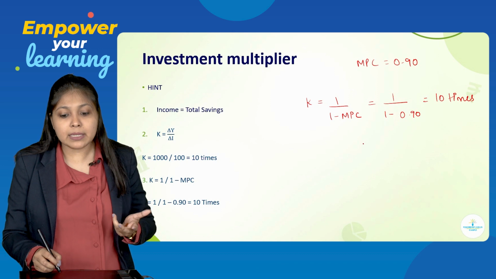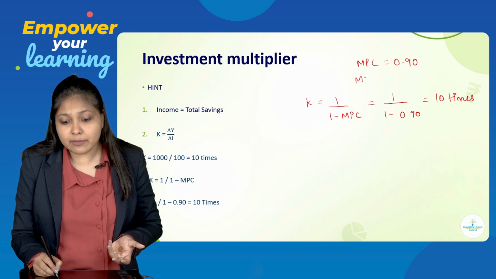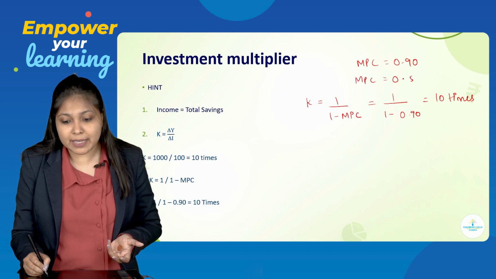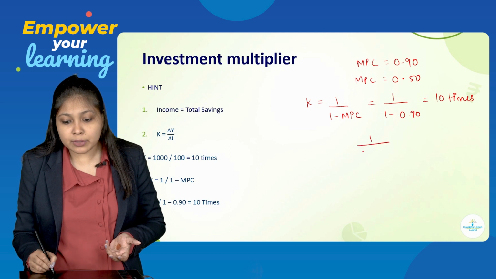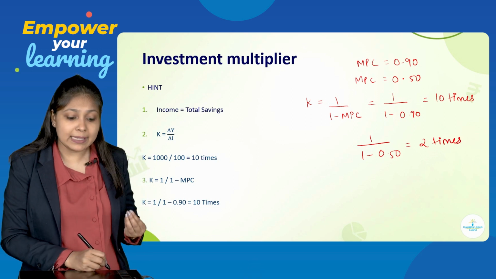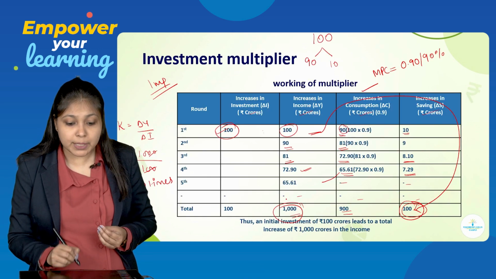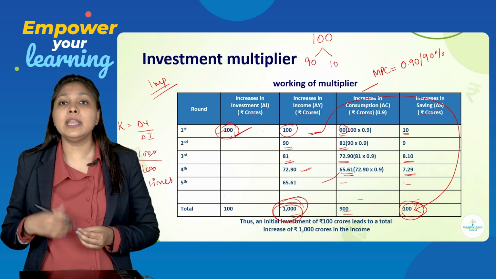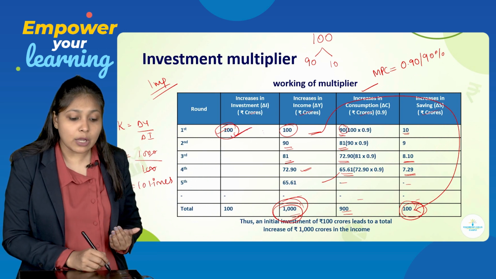So for example, if you had considered the value of MPC as 0.50, then 1 upon 1 minus 0.50 gives you 2 times. So that means your income here should be 2 times the investment. That is how you will find out.